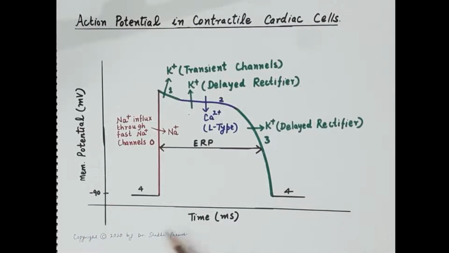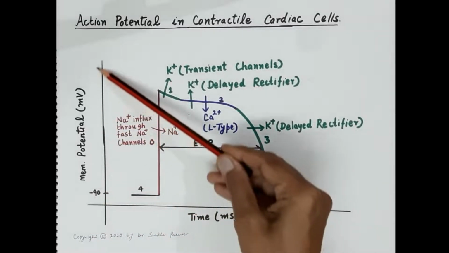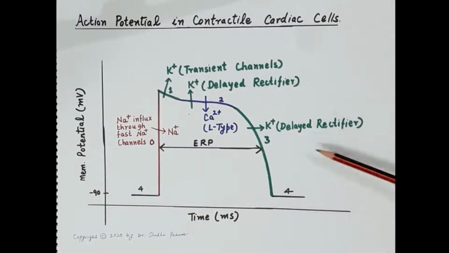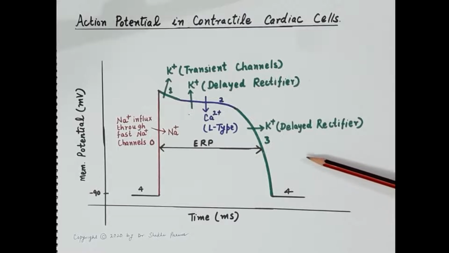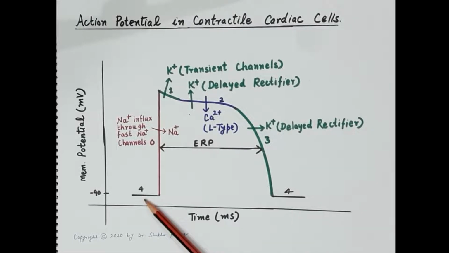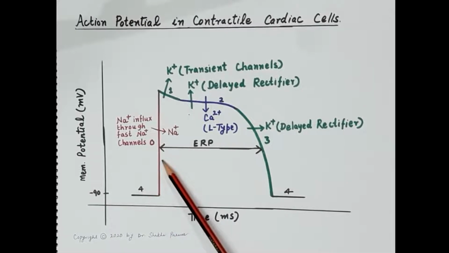On the x-axis is the time, and on the y-axis is the membrane potential. Membrane potential here is minus 90, and this membrane potential increases as we go upward. Now in the action potential there are 4 phases. This is phase 4 or the resting phase, which is shown in black color. This is followed by phase 0, that is the depolarization phase, which is shown in red color.